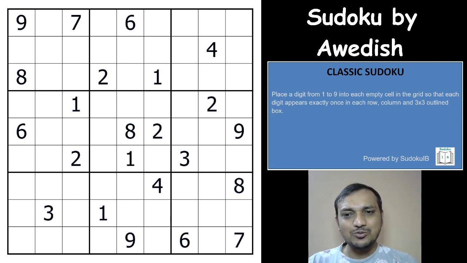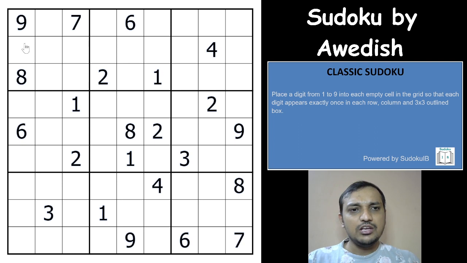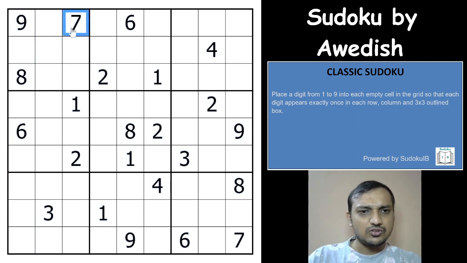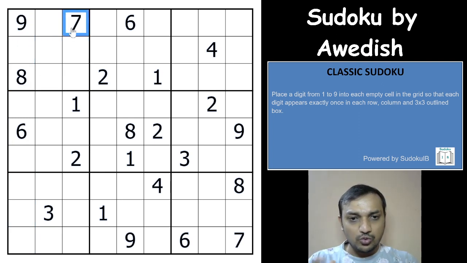And now coming back to this Sudoku, classic Sudoku rules apply. You need to place digits from 1 to 9 in each row, each column, and 3 by 3 box without repetition, right? So let us try to solve this Sudoku using basic Sudoku techniques and see where we reach, right?